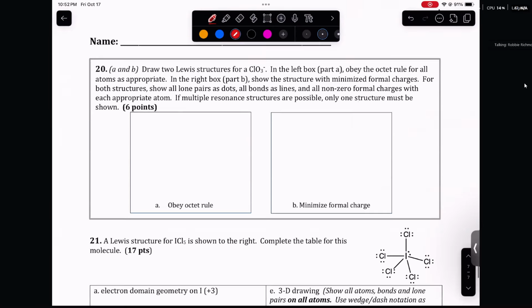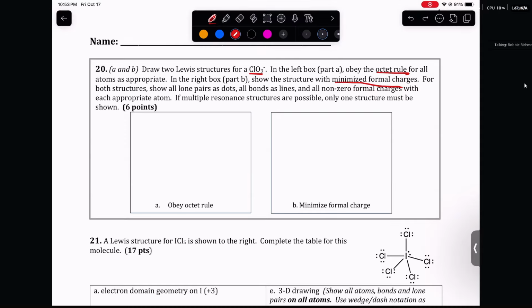Continuing on. Number 20. Draw 2 Lewis structures for, what is this? Polyatomic ion, that is chlorate. In the left box for part A, obey the octet rule for all atoms where appropriate. Then, in the right box B, show the structure with minimized formal charges. For both structures, show all lone pairs, normal Lewis structure rules. And then also throw in resonance structures if there are any. Or, sorry, I misrepresented that. Only draw one resonance structure if there are multiple possible.